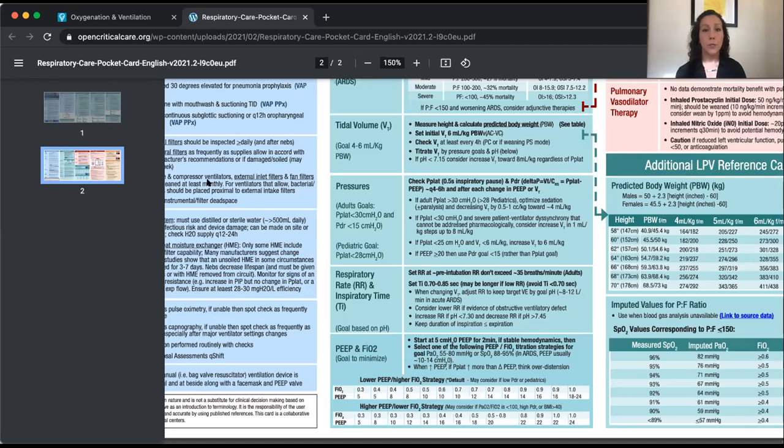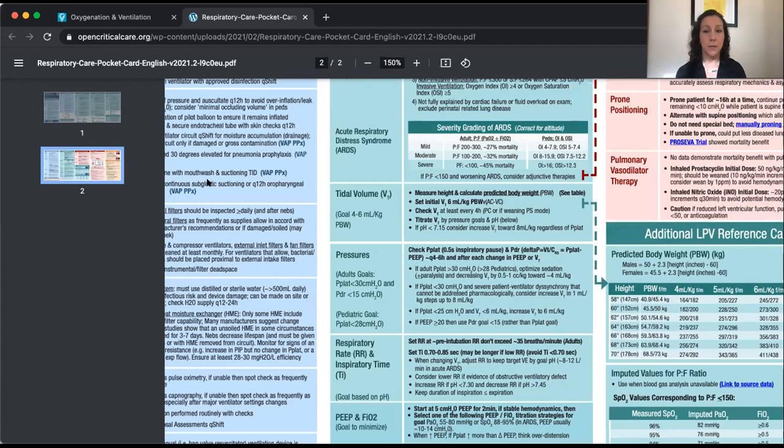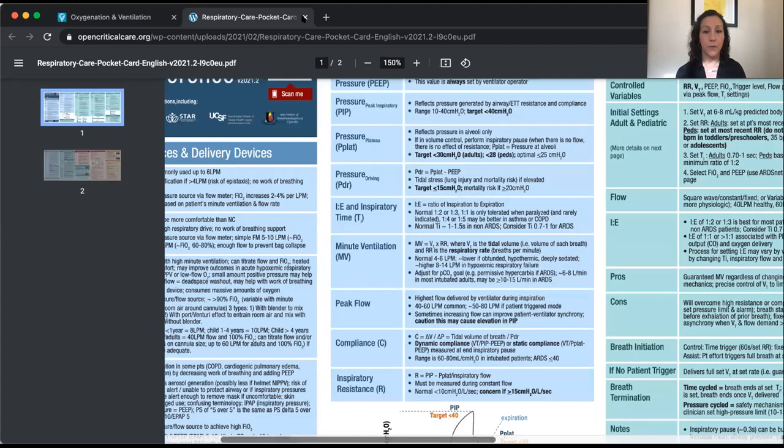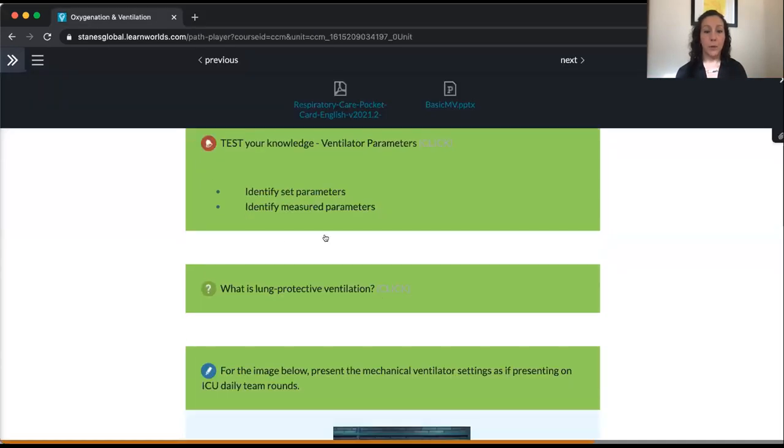So I'm not going to go into incredible detail because this card is a lecture in and of itself. But when you're talking about lung protective ventilation, it's recognizing that you need to use lower tidal volumes, 4 to 6 milliliters per kg. And then you also need to pay attention to your pressures so that you don't cause barotrauma, okay? Let me glance at the chat box.